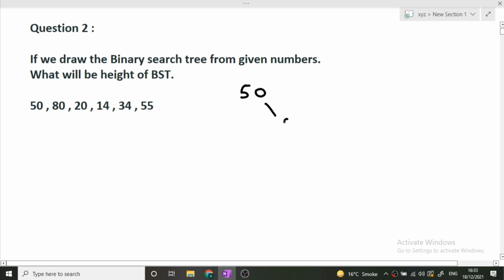So in a BST, the elements that are greater than the root node go towards the right side. Now next comes 20. Now 20 is smaller than 50, so it will come on the left side. Now next comes 14. First we compare it with 50. Yes, 14 is smaller than 50, so it will come on the left side. Now we compare it with 20. Now 14 is again smaller than 20, so it will come on the left side of 20.